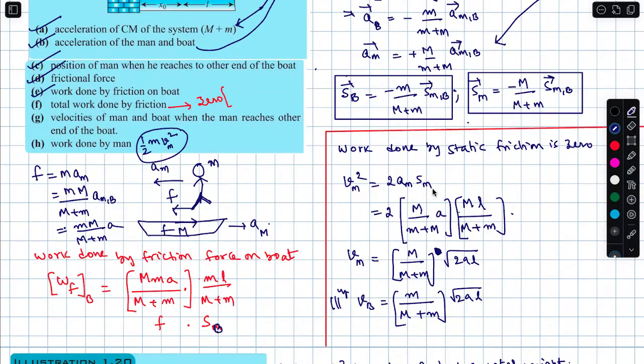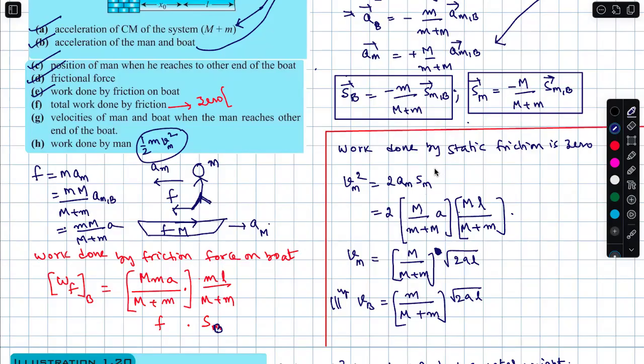Remember, net work is 0. Why? Because it is a static friction. There is no slipping between the foot of the man and the boat, so that is a static friction. You know, block-on-block problems I have shown you. If it is a static friction, net work done is 0. Right.